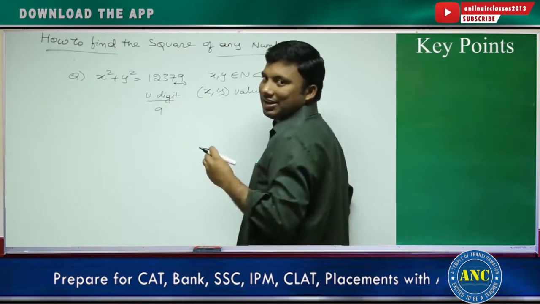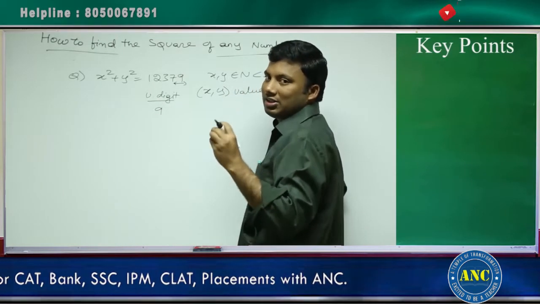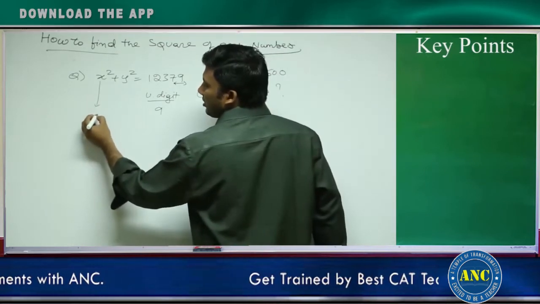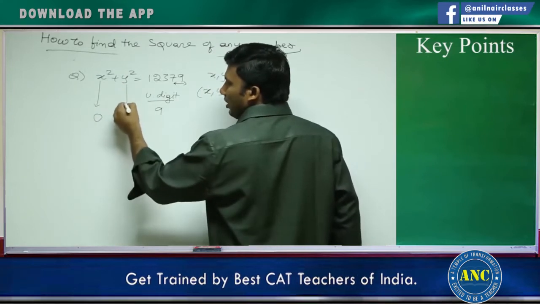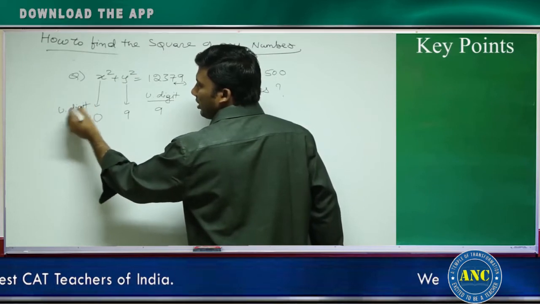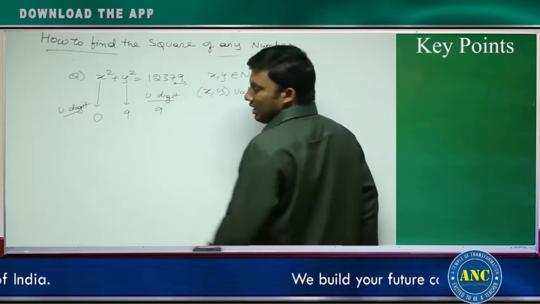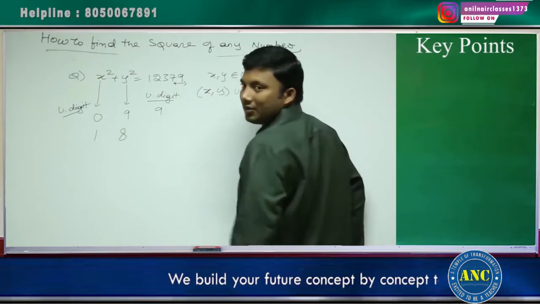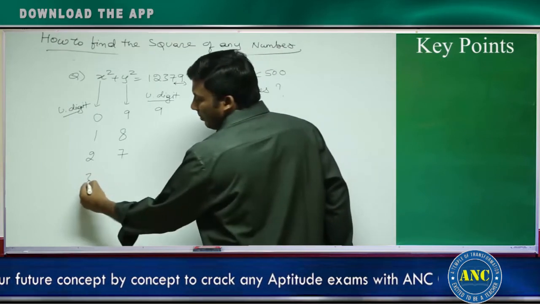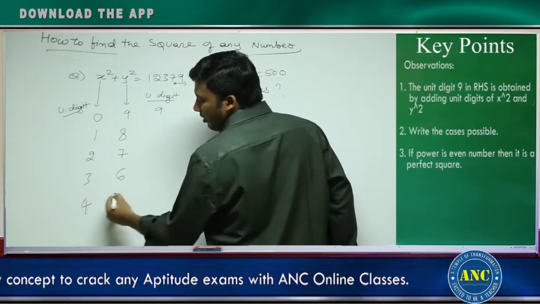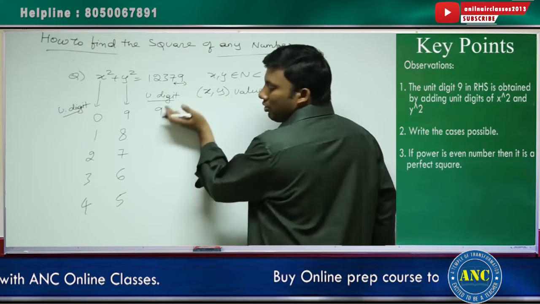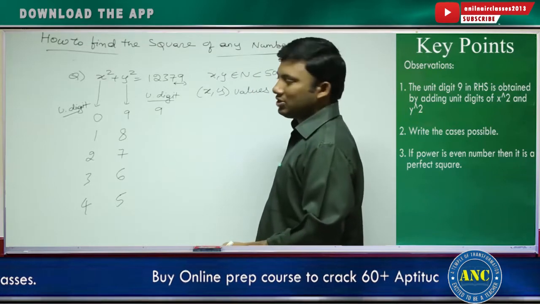How did we get this 9? It is nothing but the addition of the unit digit of y square and the unit digit of x square. Tell me the possibilities. The x square unit digit can be 0, the y square unit digit can be 9. We are only looking at the unit digit as the reference point. 0 plus 9 is 9. 1 plus 8 is 9. 2 plus 7 is 9. 3 plus 6 is 9. 4 plus 5 is 9. The remaining cases are the same from bottom to top: 5 plus 4, 6 plus 3, 7 plus 2, 8 plus 1.